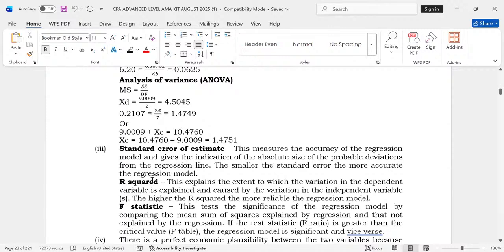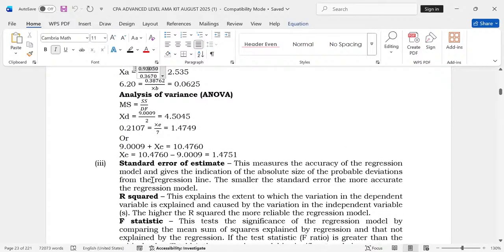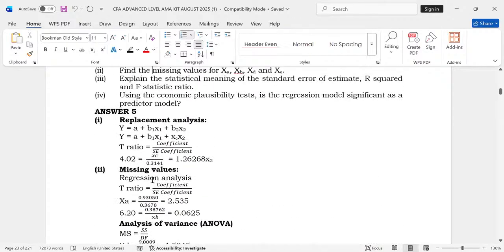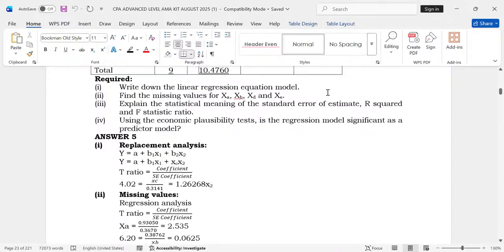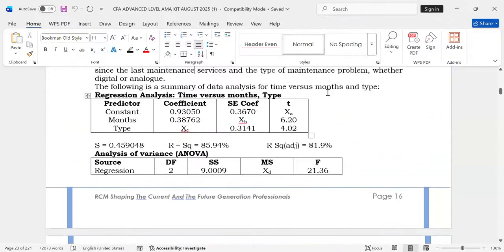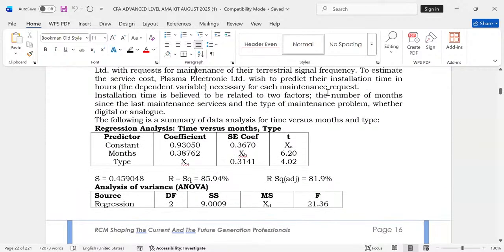So with your permission, ladies and gentlemen, allow me now to do the last part, where they want us to use the economic plausibility test. Is the regression model significant as a predictor variable? Fortunately, we already have this model with us.